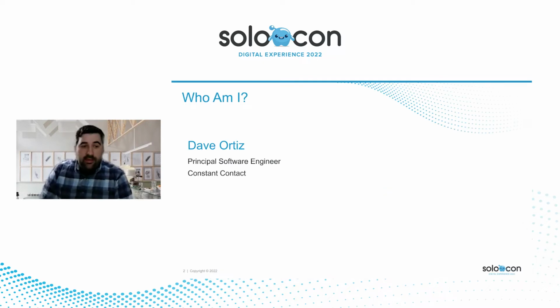So who am I? My name is Dave Ortiz. I'm a principal software engineer here at Constant Contact. Most of my background comes from the application side. I've been a back-end developer for many years, and a lot of the work I've been doing is on some of the critical core components here at Constant Contact.